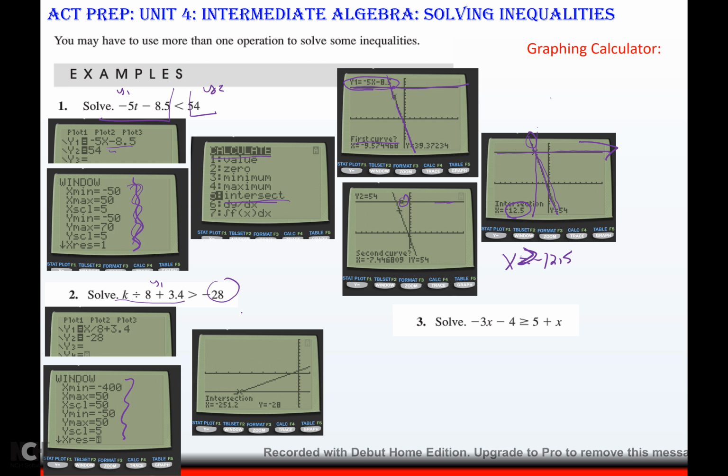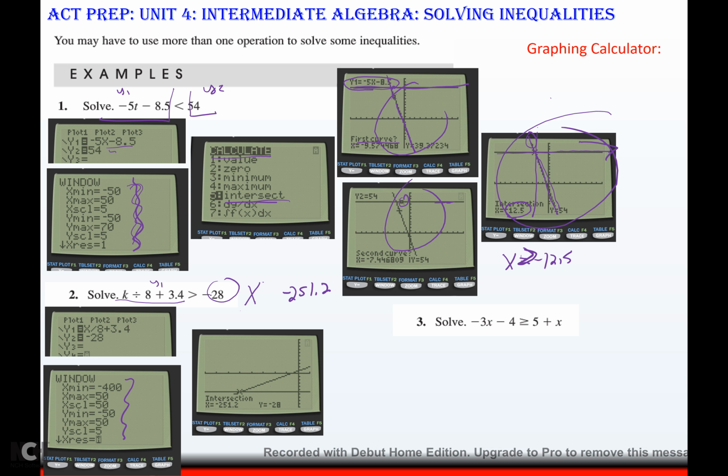Okay, so then I did first curve, second curve. I just didn't show all the first curve and second curve. I just went straight to here. And the intersection was at negative 251.2, which is what we got when we did it by hand. But again, you got to figure out, it's not x equals. You got to figure out 251, is it greater than or less than?